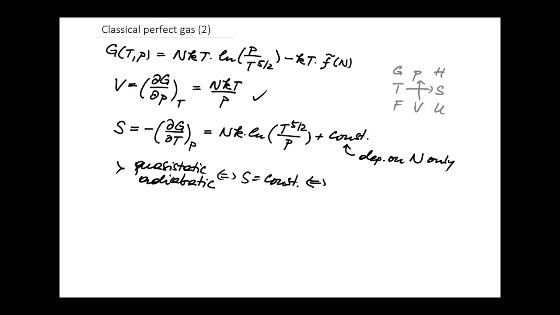Now we learn from this result on the previous line that constant entropy for a classical perfect gas means that temperature to the power 5/2 over pressure is constant. So in a quasi-static adiabatic process, we know that the pressure is proportional to the temperature to the power 5/2. And this is only one out of many conclusions that you can draw from these various potentials.